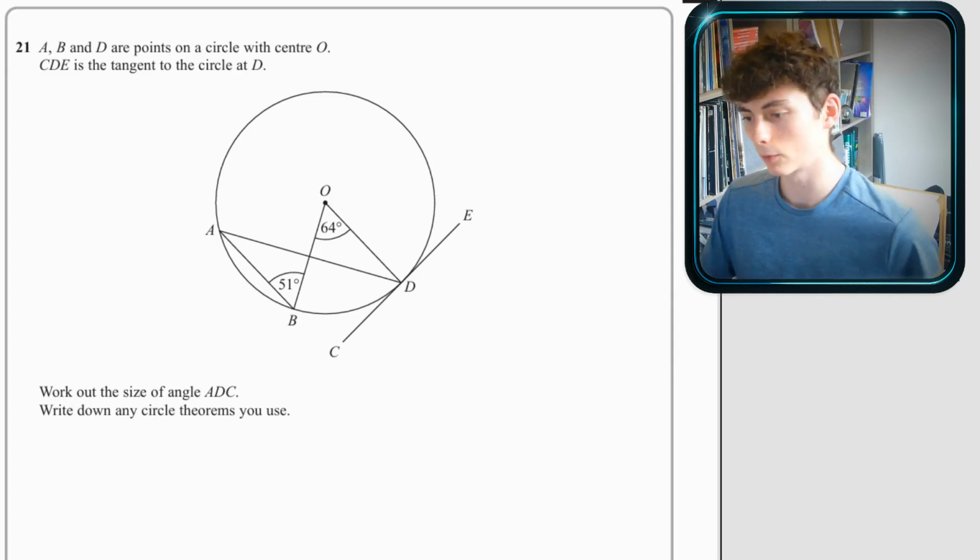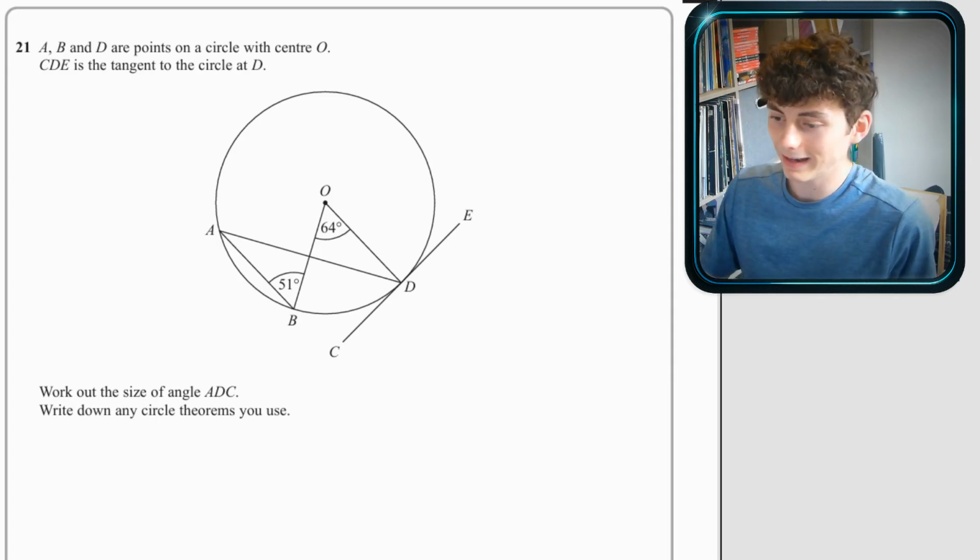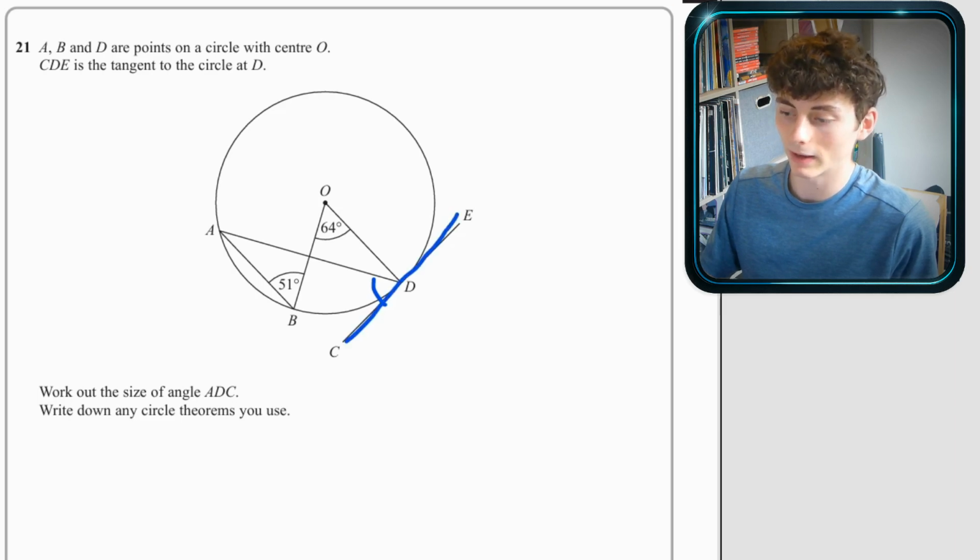Okay, this is a difficult looking shape here. So we're trying to find ADC. Where even is that? That's that angle there. So we know that ODC is 90 degrees because CE, this line here, is a tangent. Therefore, this angle here and there will be 90 degrees. So I think we would have to find this angle here and take it away from 90.